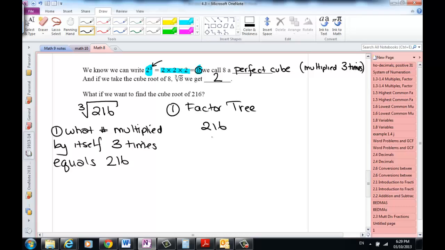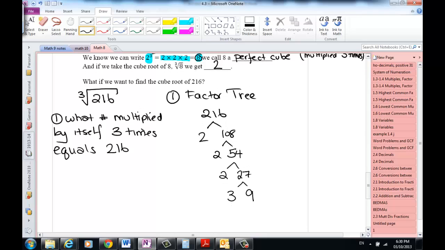So 216, it's an even number, so let's do something easy. Let's just divide by 2, and that's 108. Again, it's an even number, so I'm going to divide by 2. I get 54. Again, it's an even number. I'm going to divide by 2. 54 divided by 2 is 27. Now 27, if you don't see it right away, 2 plus 7 is equal to 9, and 9 is divisible by 3. Therefore, my next divisor is going to be 3, and I get 9. And finally, this breaks down to 3 and 3.